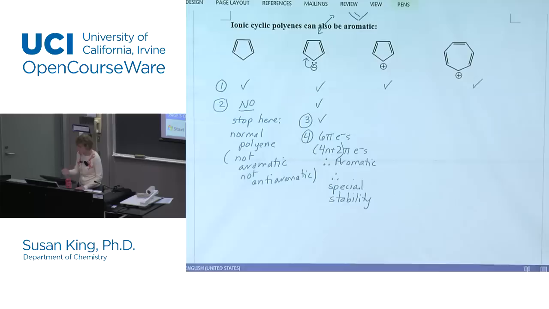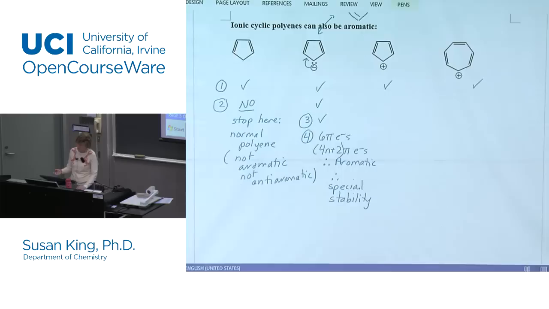Now, don't get me wrong, this five-membered ring, it's an anion. It's not as stable as benzene, but it's especially stable for an anion. Especially stable for an anion. Question so far? All right, what about this next one here?